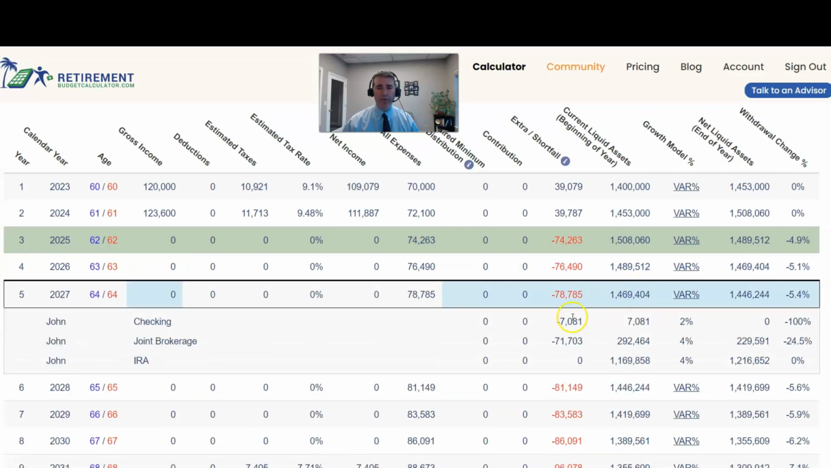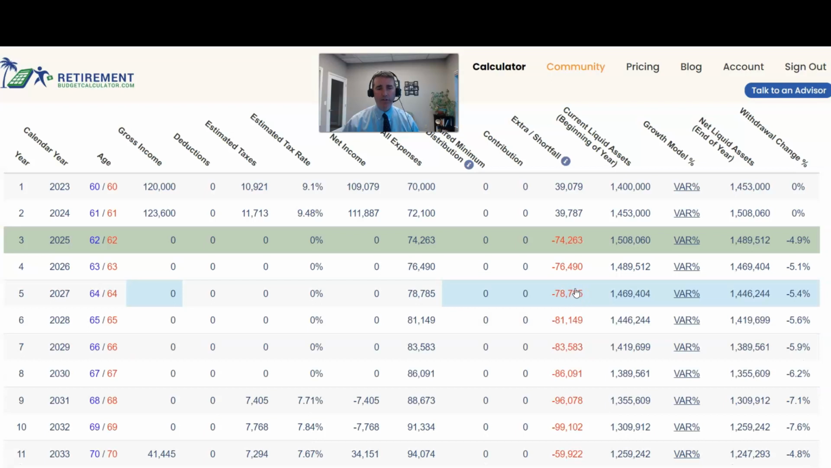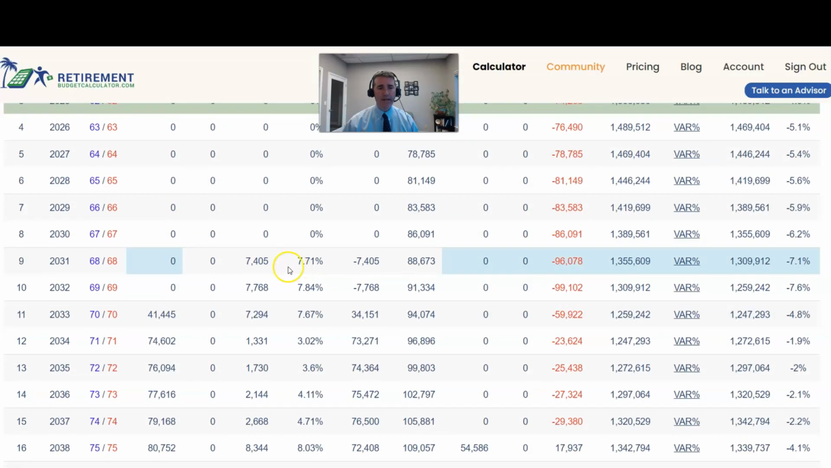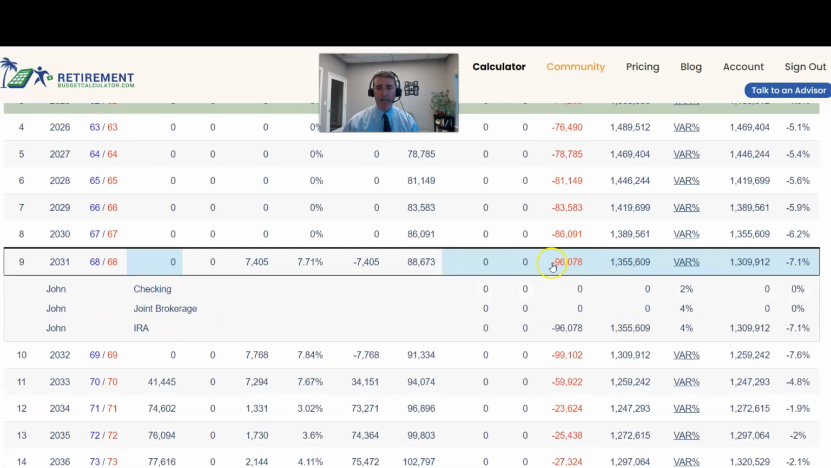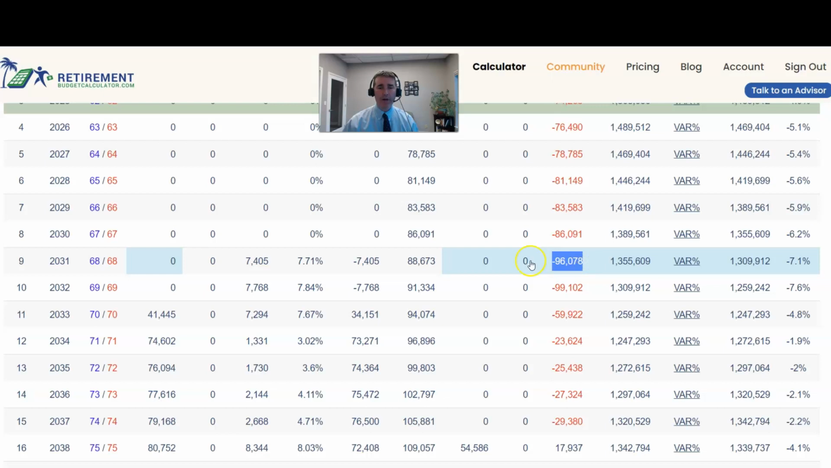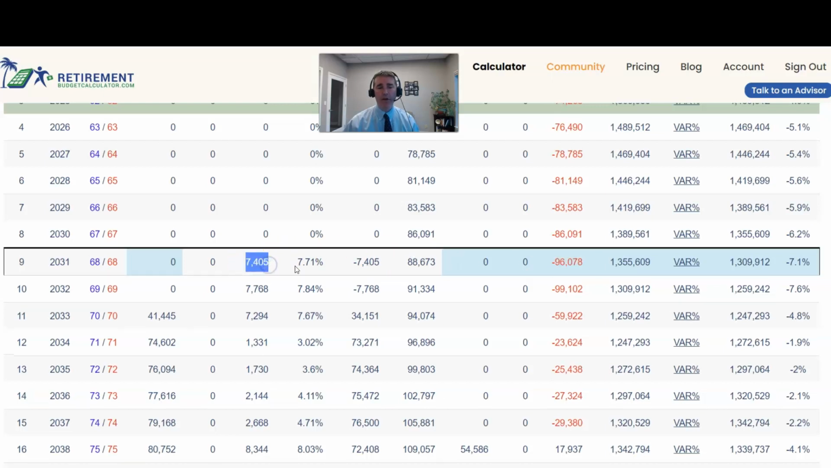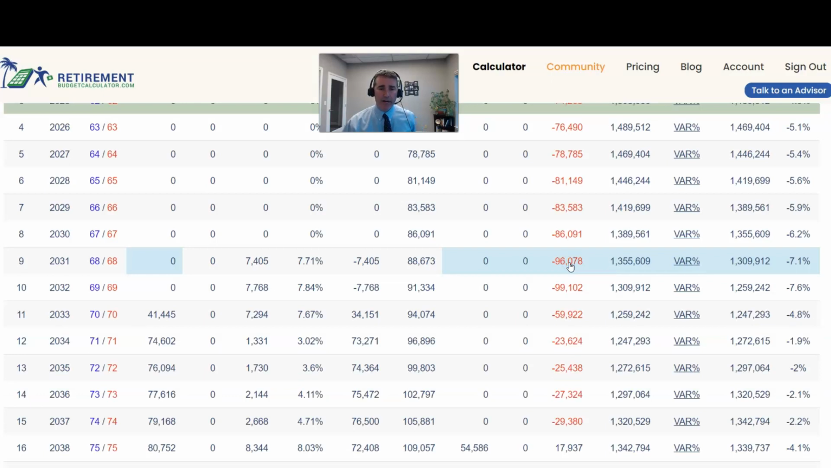The third year, now they're using the remaining amount that's left in the checking account, as well as they're starting to dip into the joint brokerage account. And so you can see we run these numbers down. When they get down to age 68, you'll notice now they need $88,000 a year because we're increasing those expenses every year with inflation. But in order to get them $88,000, because now they're going to be dipping into the IRA, they actually have to take a withdrawal for $96,000 because they're going to have $7,405 of approximate federal income tax. So to net $88,000, they're going to have to take $96,000 out of the retirement account.